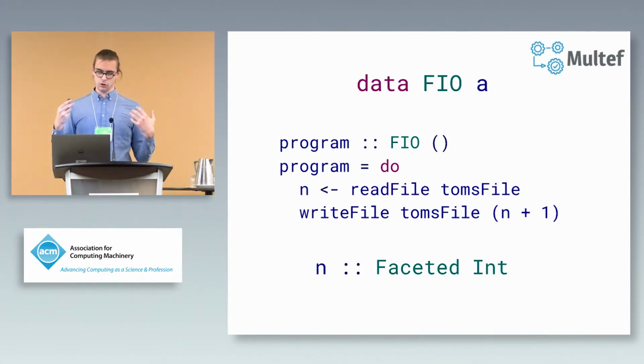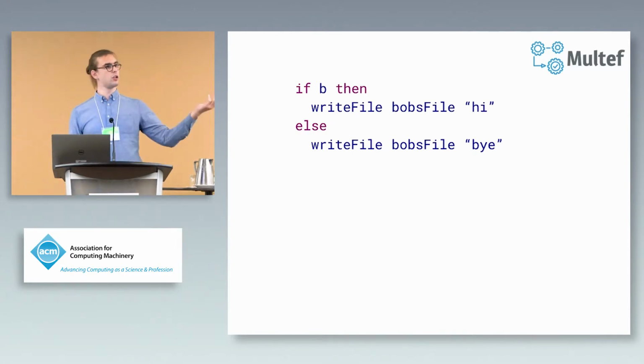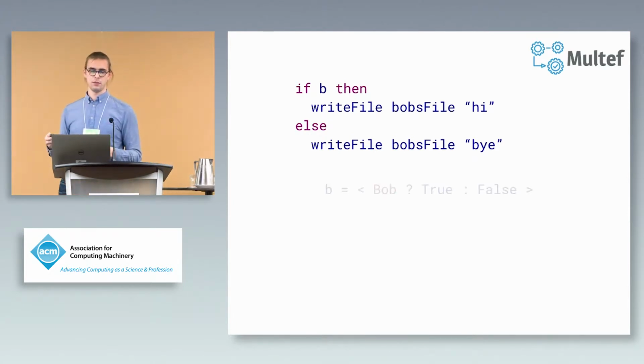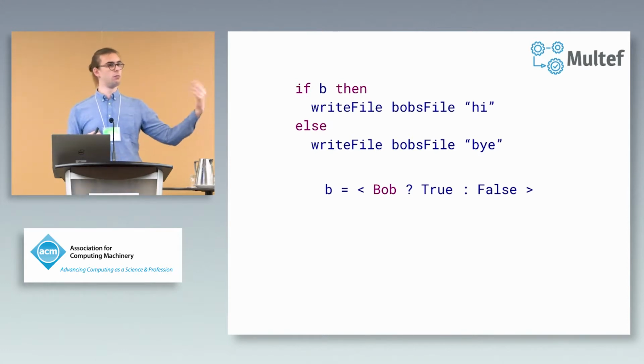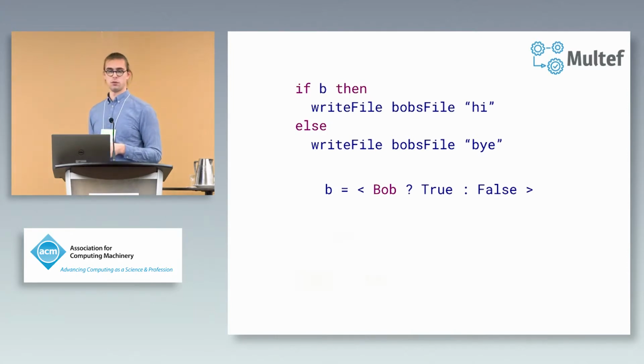Well, what if we want to somehow branch on n? What if we want to do something interesting? Well, we can't do this here yet. So let's look at how to do that. So here we have an even simpler program than what we had so far. Depending on the secret B, we either write hi to Bob's file or we write bye to Bob's file. What's B? B is a value like this. If you get to see Bob's stuff, then it will be some secret sensitive to Bob, maybe true. Otherwise, it will be some default value, conveniently false.